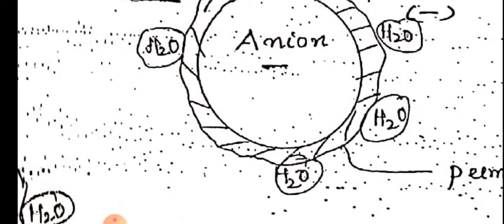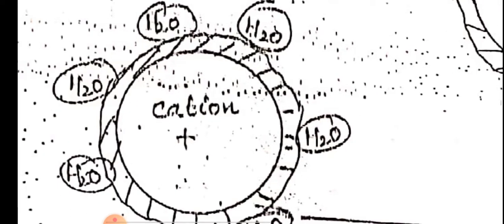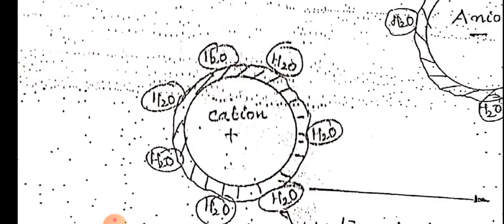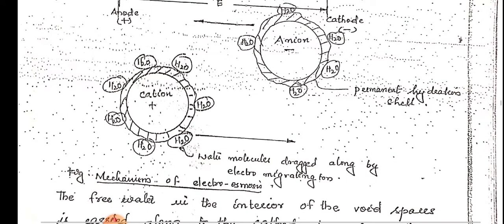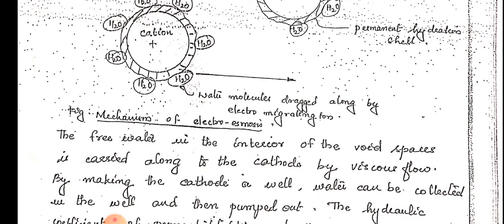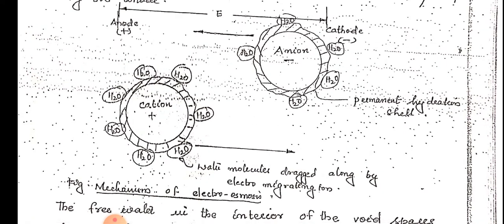Since the soil particle has a negative charge, the water molecules get attracted and adsorbed on its surface. And this is a cation, that is a positive charge. This positive charge also contains water molecules, so it gets attracted towards the anion. So water molecules are dragged along by the migrating ion. So this figure explains the mechanism of electroosmosis.